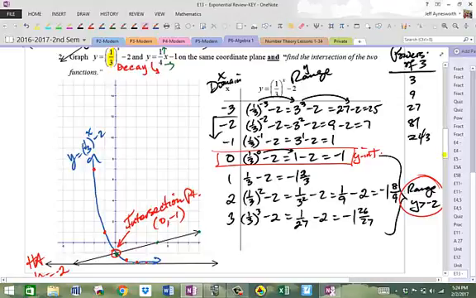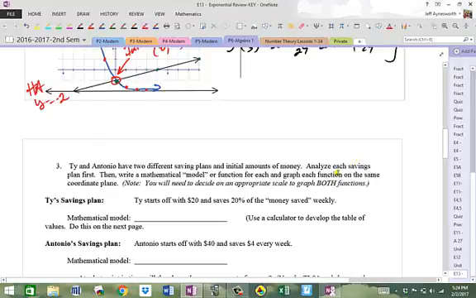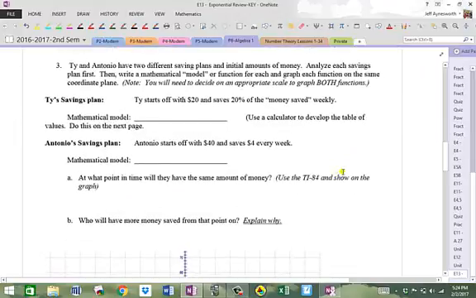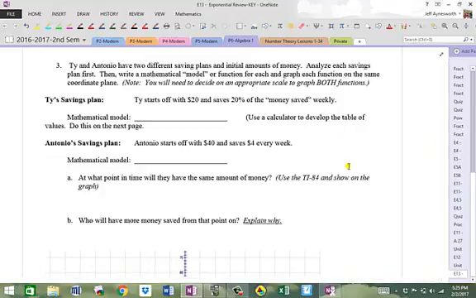Now we want to do something cool. We want to apply it to a real problem. So check this one out, number 3. So let's read the problem first and take a look at what's going on. We got Ty and Antonio now. Now, Ty and Antonio have 2 different savings plans and initial amounts of money. We're going to analyze each savings plan first and then write a mathematical model.